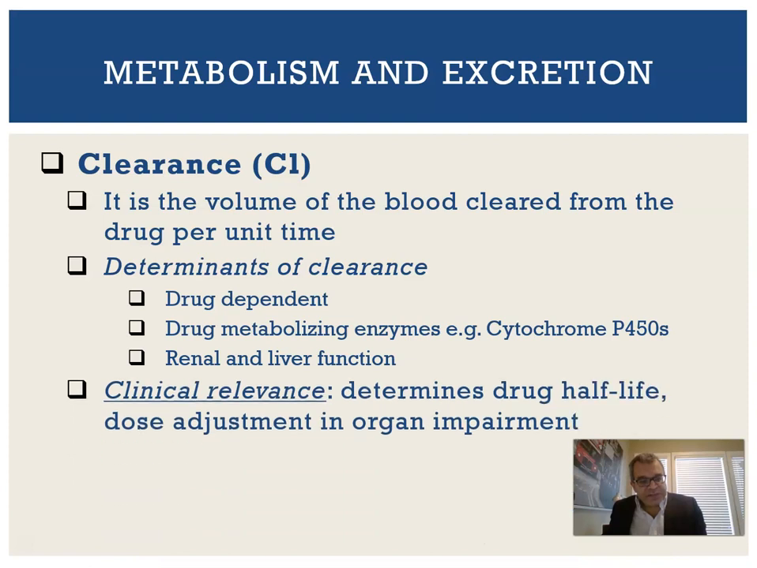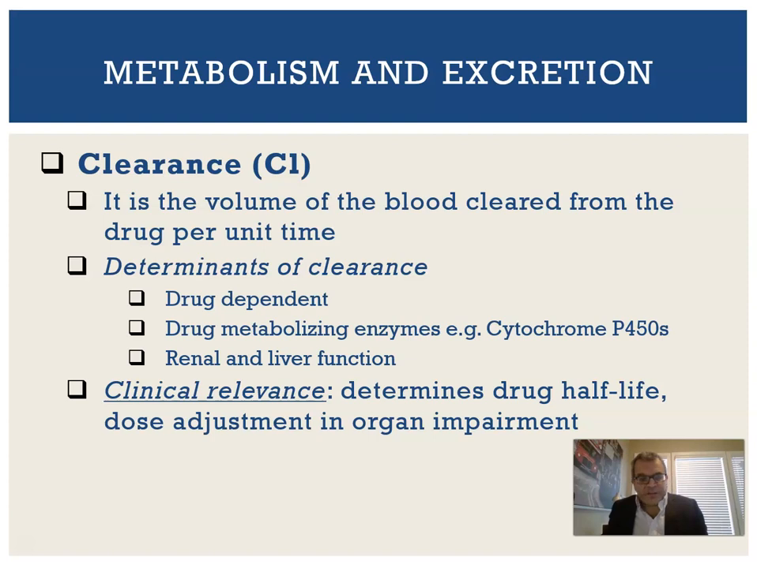Is it relevant? Yes. It's important to determine the drug half-life and for dosage adjustment in organ impairment. I'll give you an example. If the drug is highly metabolized, say 99% metabolized in the liver, then in patients with liver impairment, dosage adjustment might be needed. And if the drug is highly renally eliminated and the patient has renal failure, renal adjustment is needed, correct?